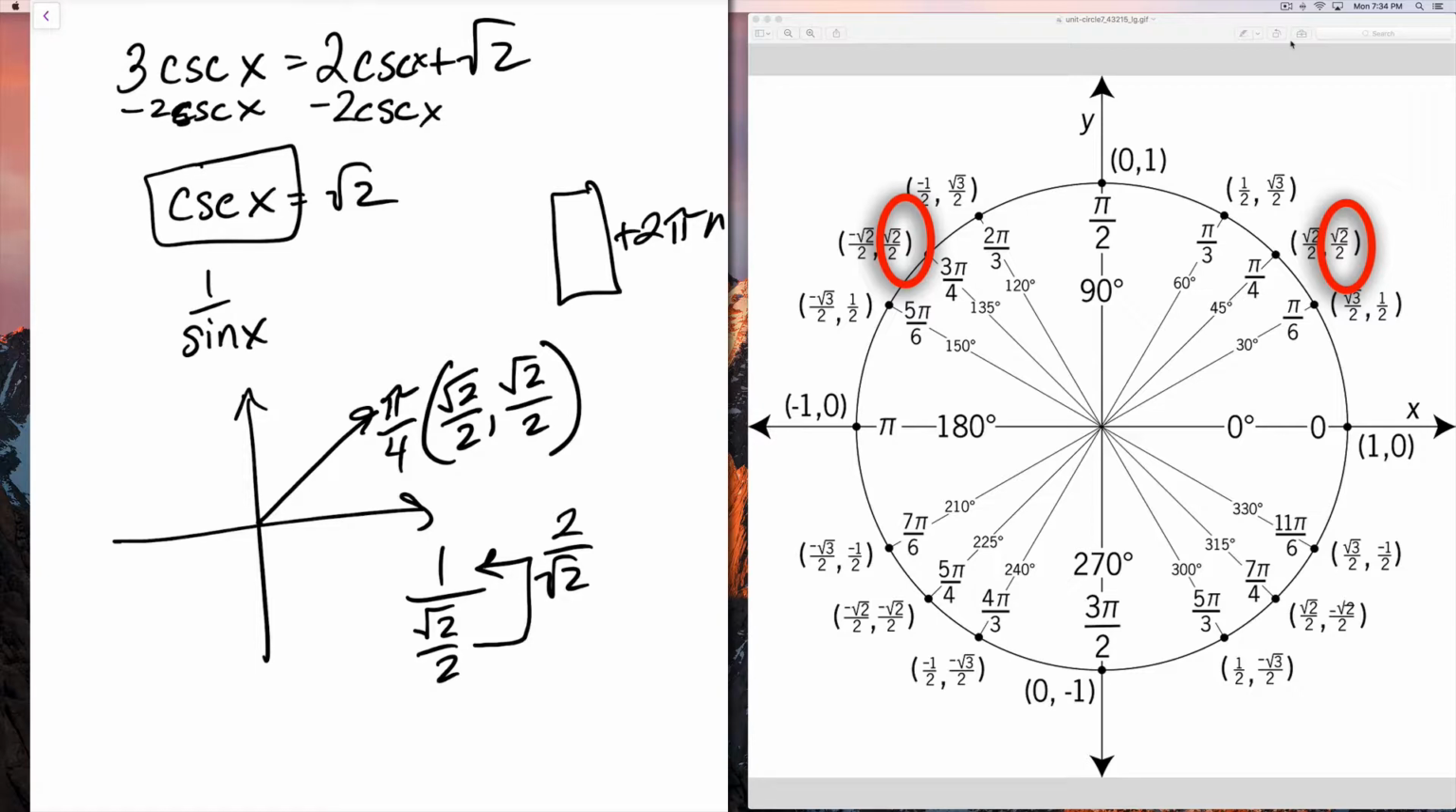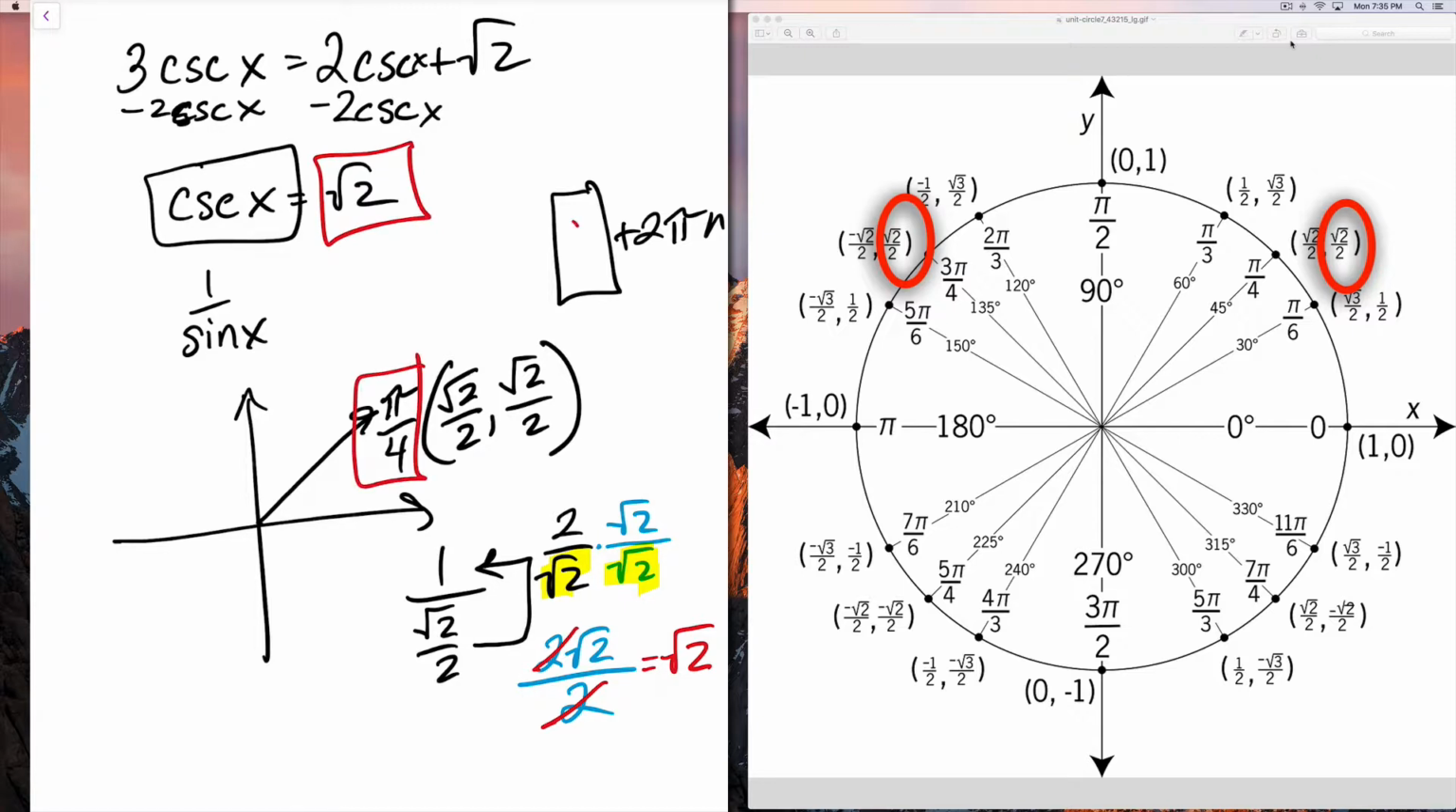And I have a square root in the denominator, so I want to get rid of that. So I'm going to multiply by 1, right? That'll give me, in the numerator, 2 times square root of 2. And then square root of 2 times square root of 2 is 2. And I want to simplify this, so these two cancel out, and that leaves me with an answer of square root of 2, which is exactly what I have here. So that means this is my answer. My answer is pi over 4. So pi over 4 plus 2 pi n.